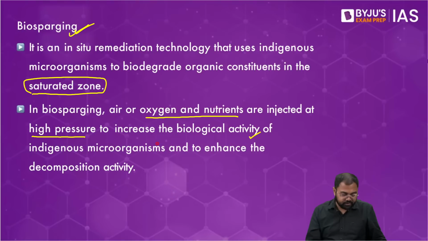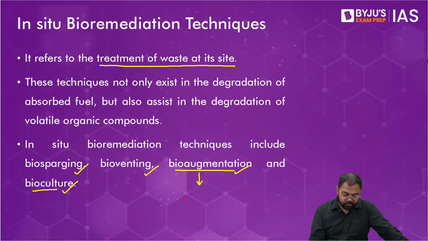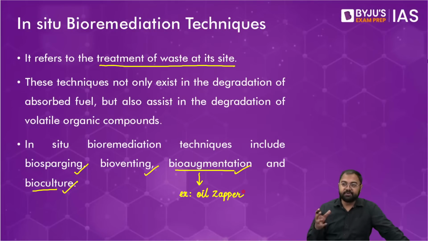Apart from that, we also had a mention of two other techniques. You have bioaugmentation and bioculture. So bioaugmentation is, as an example, what we had discussed yesterday, the oil zapper. Oil zapper is a formulation that consists of 5 different types of bacteria, and we take this formulation to the site of contamination on the sea surfaces or ocean surfaces wherever oil spills have happened. So that is basically what bioaugmentation is.